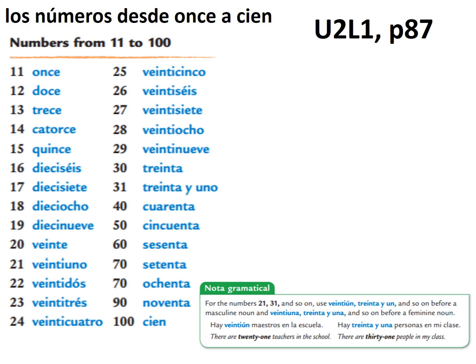Unidad 2, Lección 1, en página 87. Unit 2, Lesson 1, on page 87. Los números desde 11 a 100. Numbers from 11 to 100.